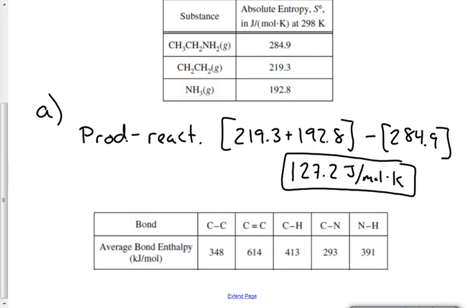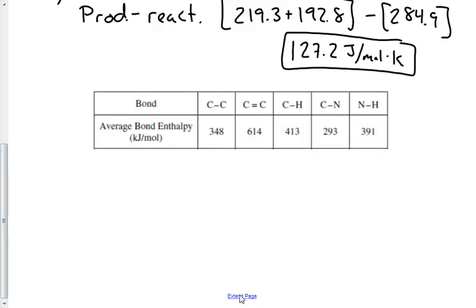Okay. Letter B, using the data in the table below, calculate the value in kilojoules per mole of the standard enthalpy change for the reaction at 298. All right, so this is a big one. This is where students make a lot of mistakes.